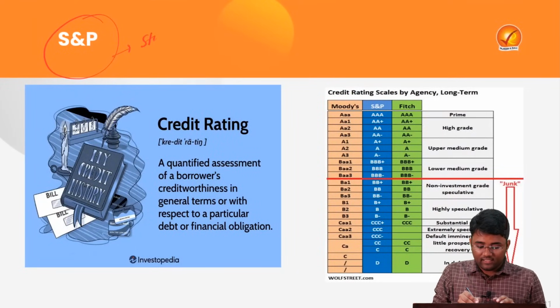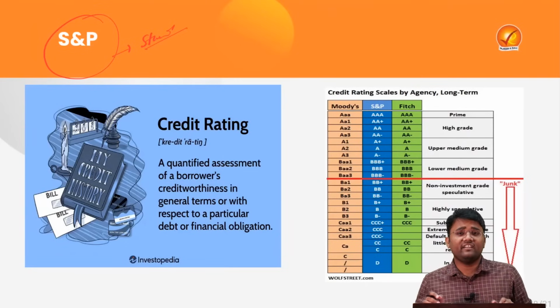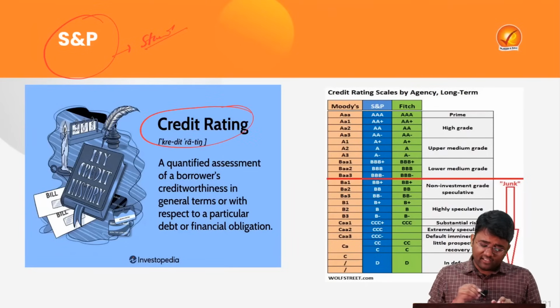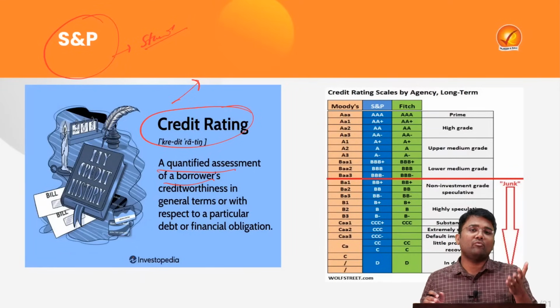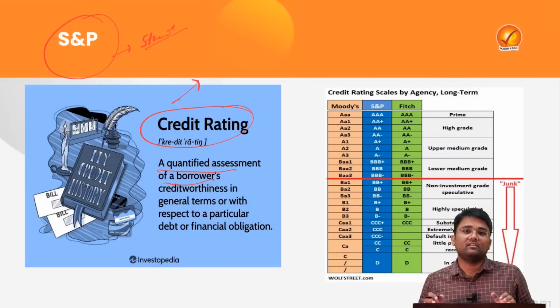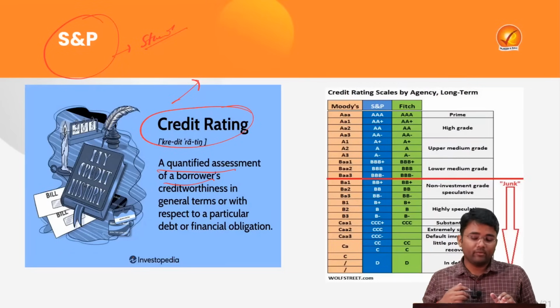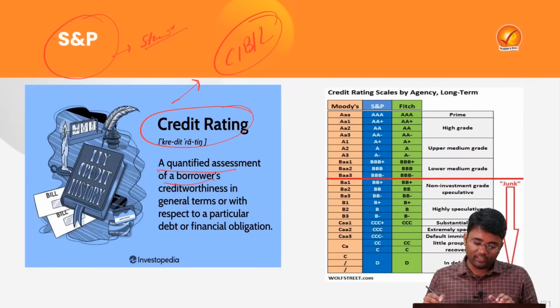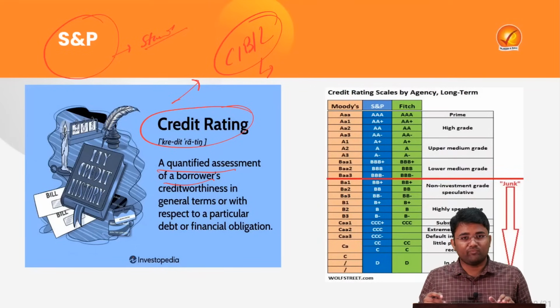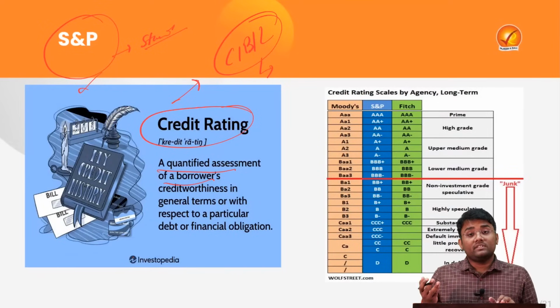The full form is Standard and Poor's, which is a credit rating agency. So what is a credit rating agency? It is a quantified assessment of a borrower's creditworthiness, meaning it judges whether the loan being provided to a particular person, government or company can be repaid, and what the creditworthiness of that institution is. It is similar to the CIBIL score that exists for individuals, which also provides the creditworthiness of people. Similarly, S&P ratings provide the creditworthiness of different institutions like governments or private companies.